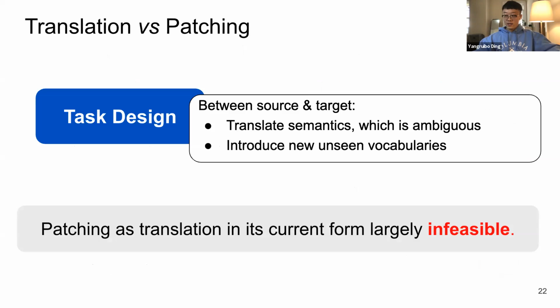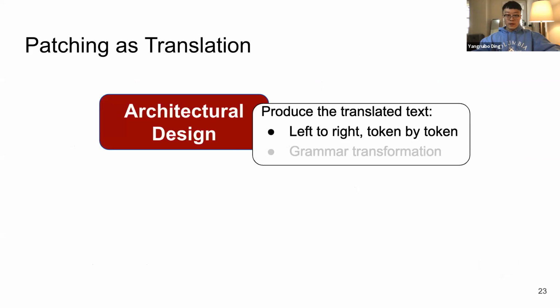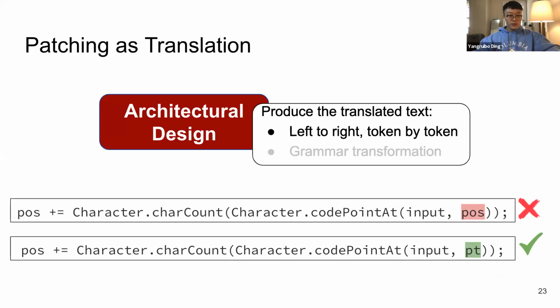Now, we conclude that patching as translation in its current form is largely infeasible. As we mentioned previously, the nature of autoregressively producing tokens left to right is built into the translation model architecture. A simple adoption for program repair requires the model to output the entire repair, producing the correct token at each point. However, we can easily see from the example that it might not be the case for program repair.